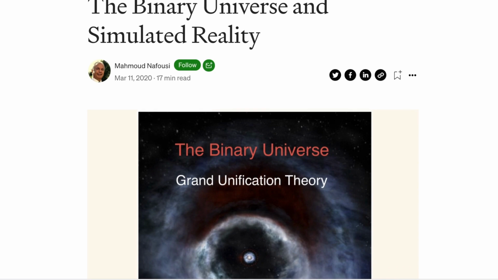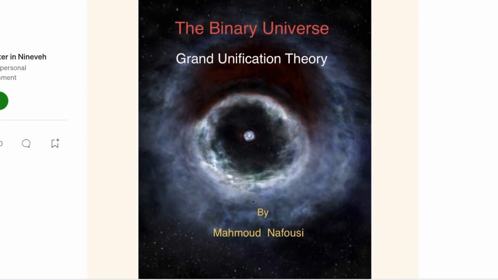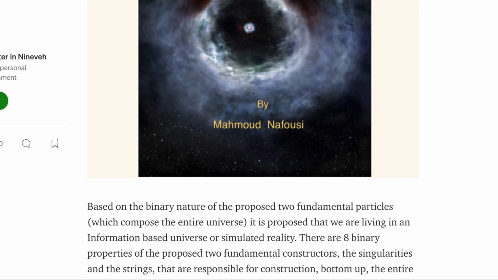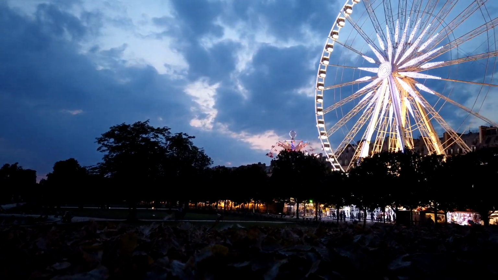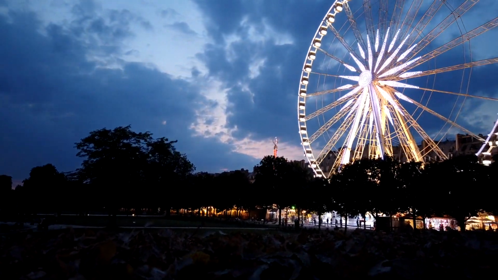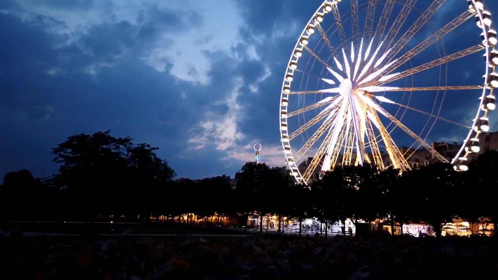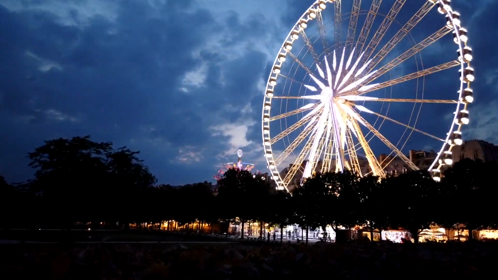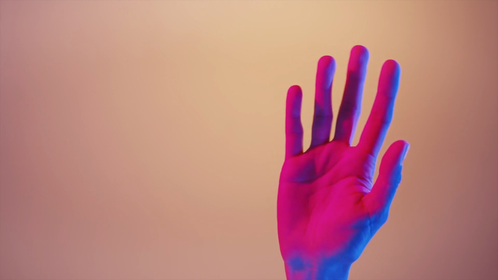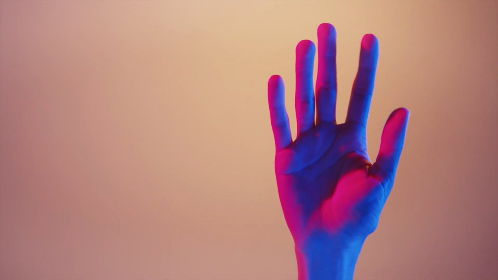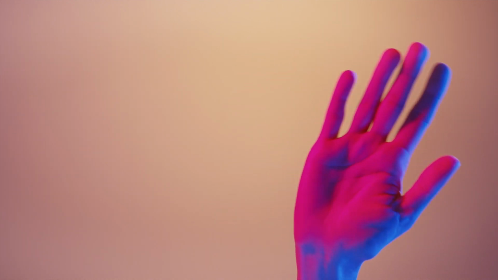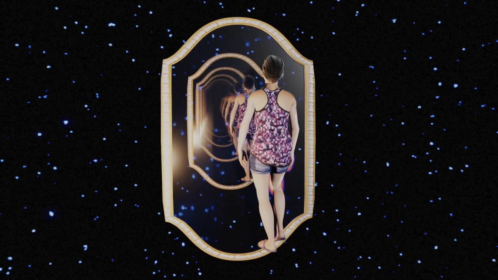In Nafusi's article, The Binary Universe and Simulated Reality, we are told that each individual second or movement in time constitutes what is known as the now-time snapshot. We perceive things as moving, but really, we are watching a holographic film of each individual snapshot flip through. We aren't seeing a hand move, we are watching individual snapshots of the hand move from left to right. This is time and space.